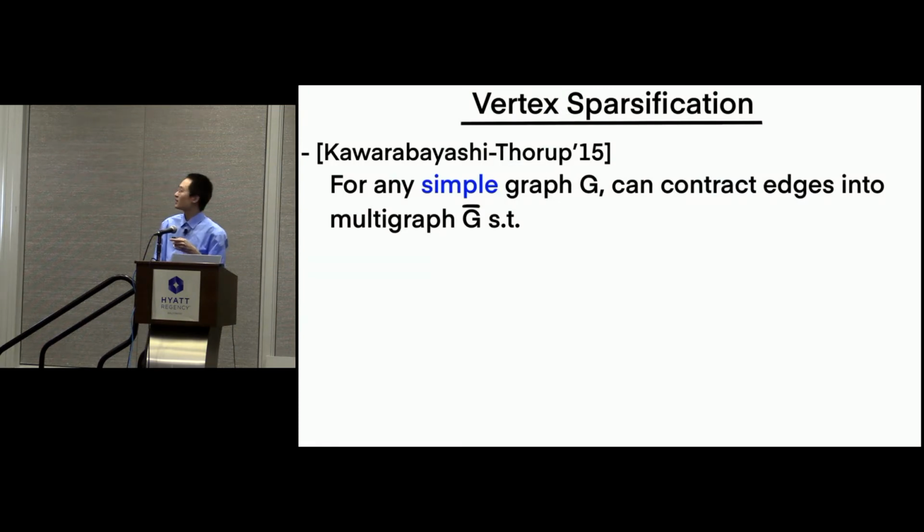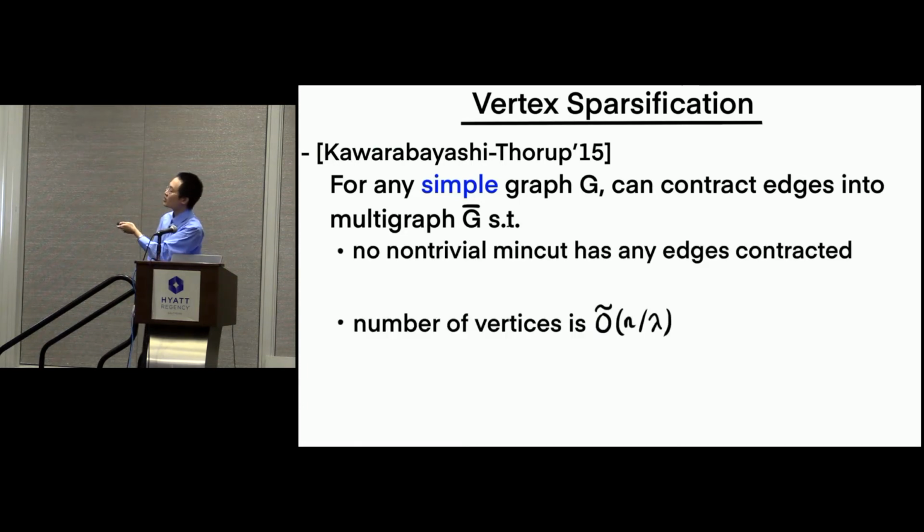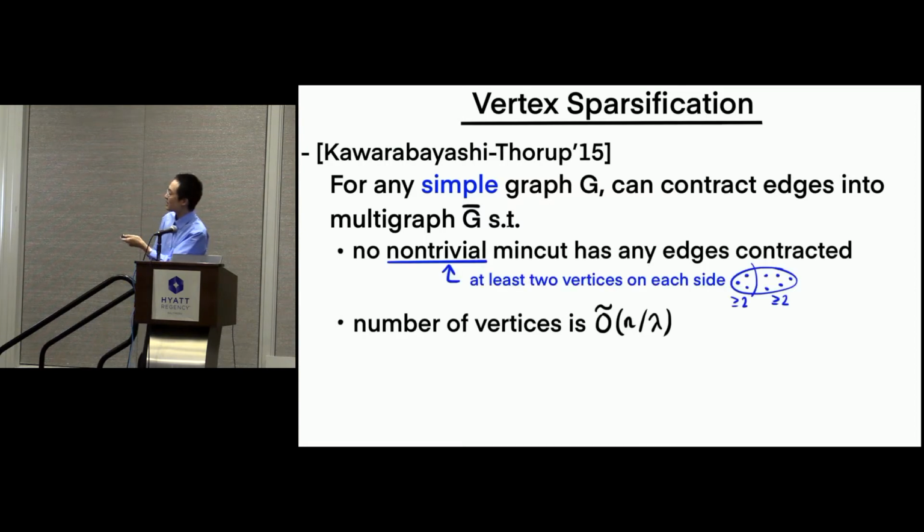Okay, so let's begin with vertex sparsification. So in 2015, Kawarabayashi and Thorup showed that for any simple graph G, we can contract some edges of this graph into, now it's maybe no longer simple, maybe a multigraph, such that no non-trivial min cut has any edges contracted. By non-trivial, I mean a min cut that has at least two vertices on each side. So no such min cut will have any edges contracted. And we want a vertex reduction. We want the number of vertices to be reduced by a factor roughly lambda, where lambda is the min cut value.